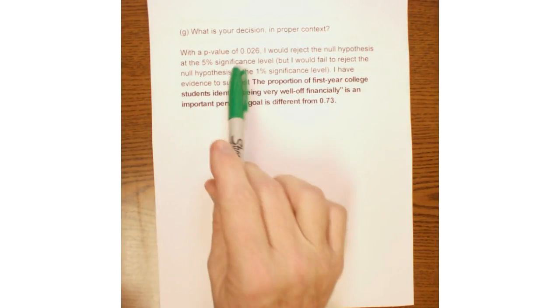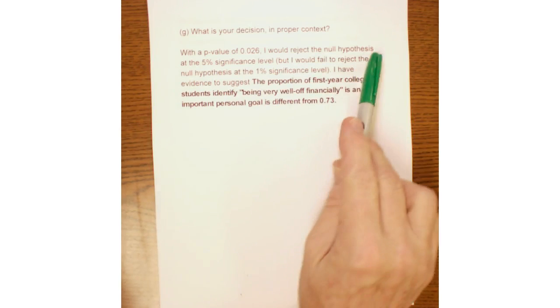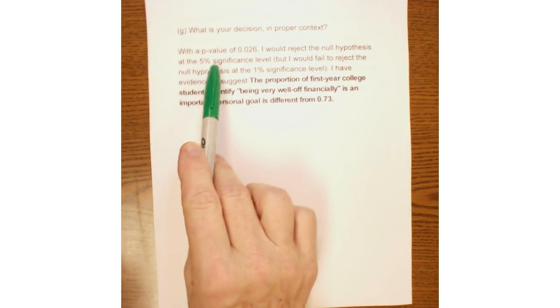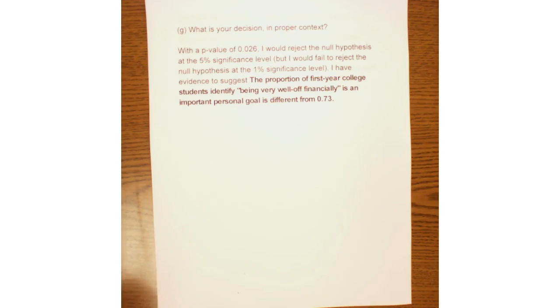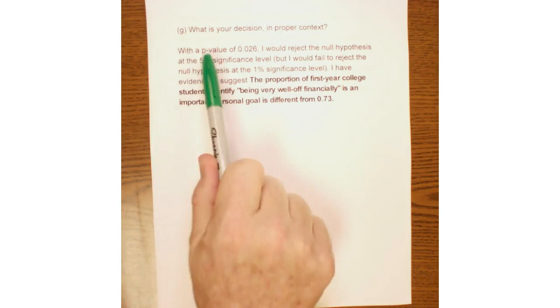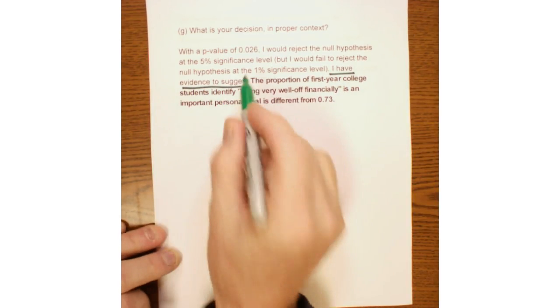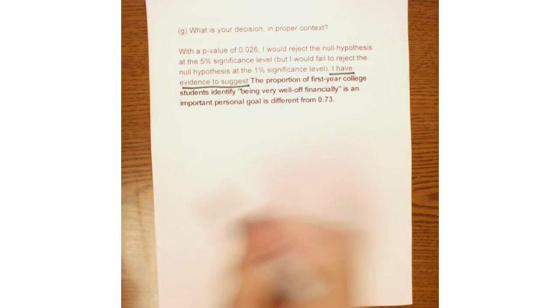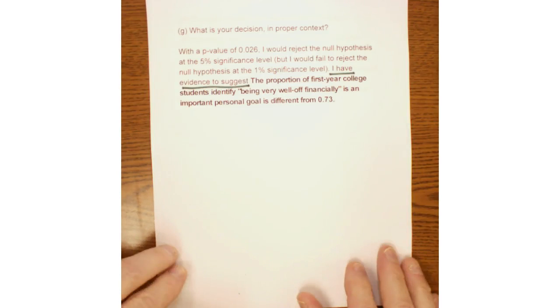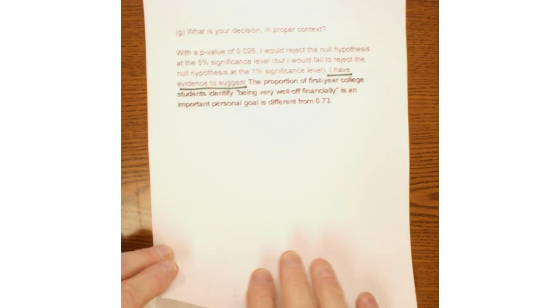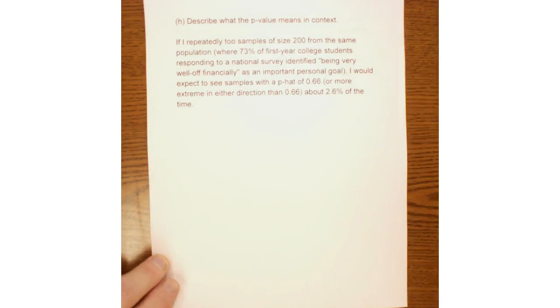So my decision in proper context, with a p-value of 0.026, I would reject the null hypothesis at the 5% significance level, but pay attention, I would fail to reject it at the 1% significance level. So the alpha level does matter. But at the 5% level, I have evidence to suggest that the proportion of first-year college students who identify as being very well off financially as an important personal goal is different from 0.73.